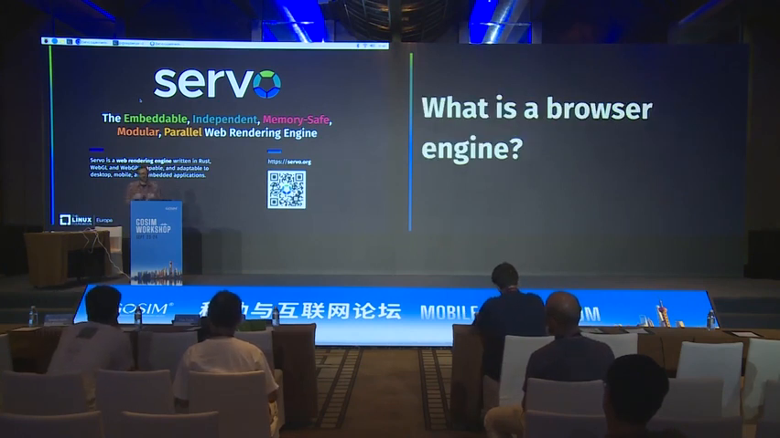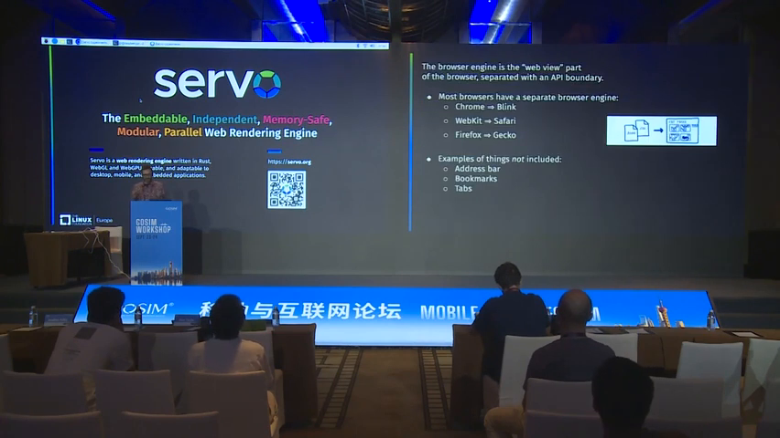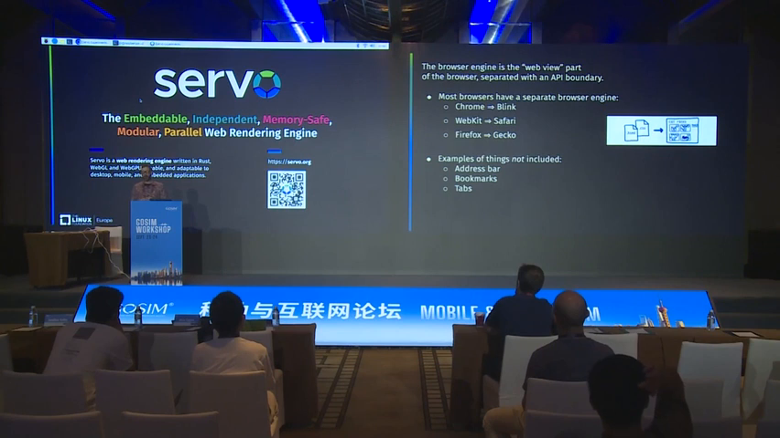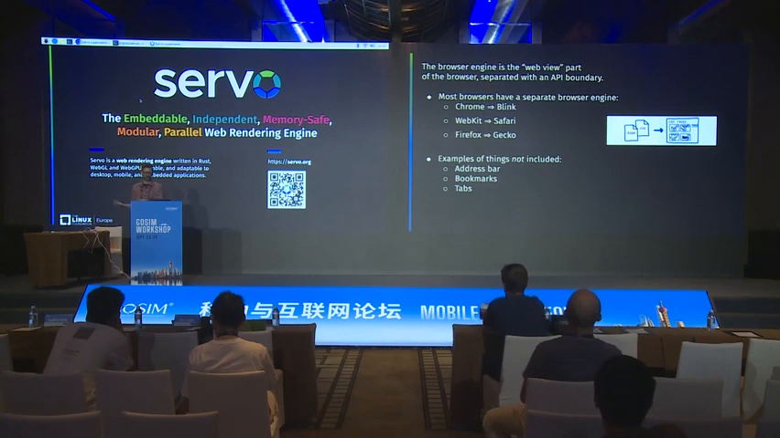Just to clarify, what is it that I'm meaning when I say browser engine? So the browser engine is the web view part of a web browser, the little bit that actually shows the web contents. And web browsers in general have a browser engine inside them. Maybe you've heard some of these technologies before, but for instance, Chrome has a browser engine called Blink, and WebKit has a browser engine called Safari. Oh, that's flipped around, actually. Safari has a browser engine called WebKit, and Firefox has a browser engine called Gecko.